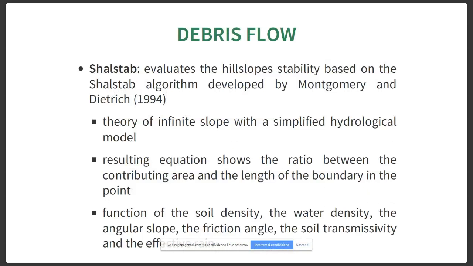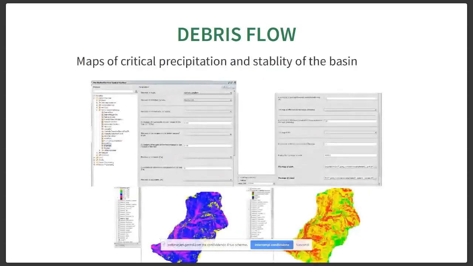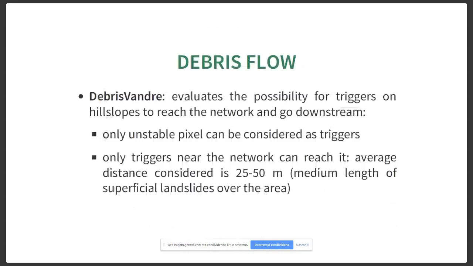The output of the model is the map of the critical precipitation in each pixel and the stability map of the given precipitation, like here. So if you have pixels which are not stable, then you can evaluate if this pixel can contribute to a debris flow, if there is the possibility for these triggers on the hill slope to reach the network and go downstream.